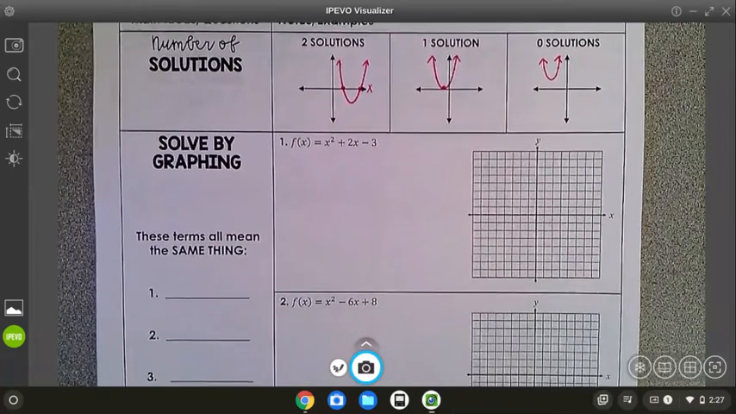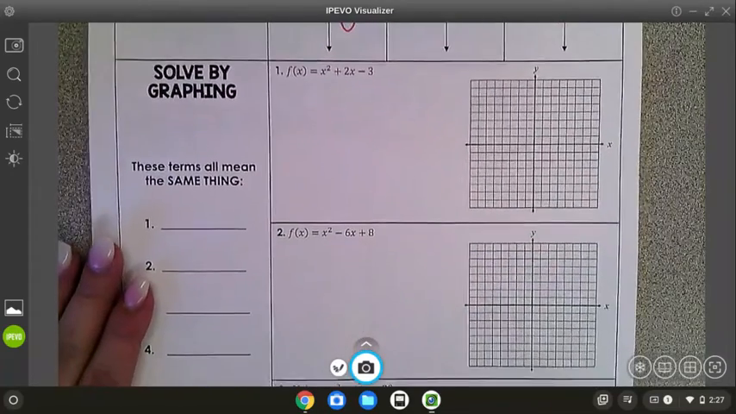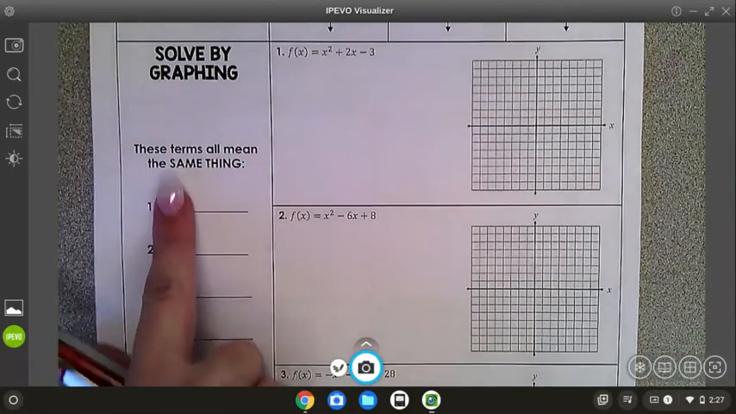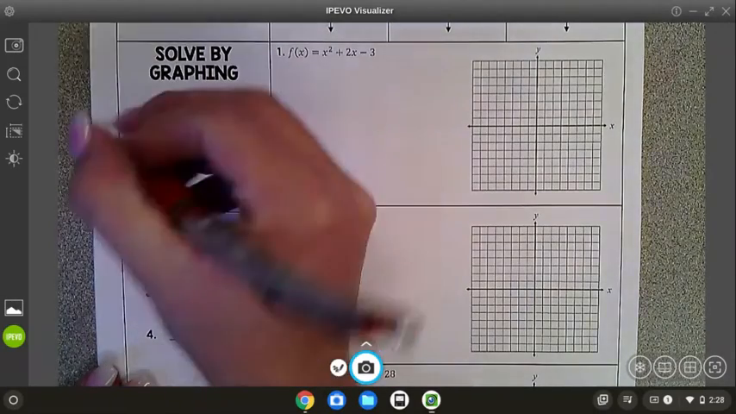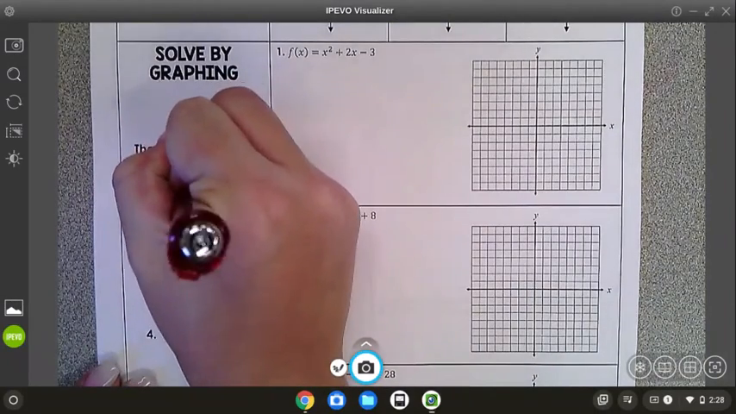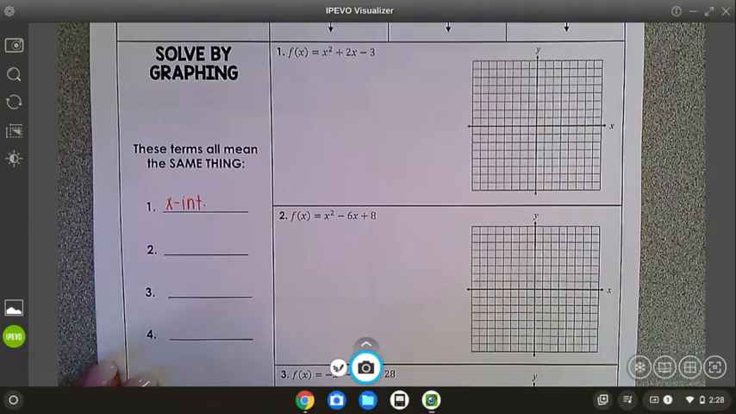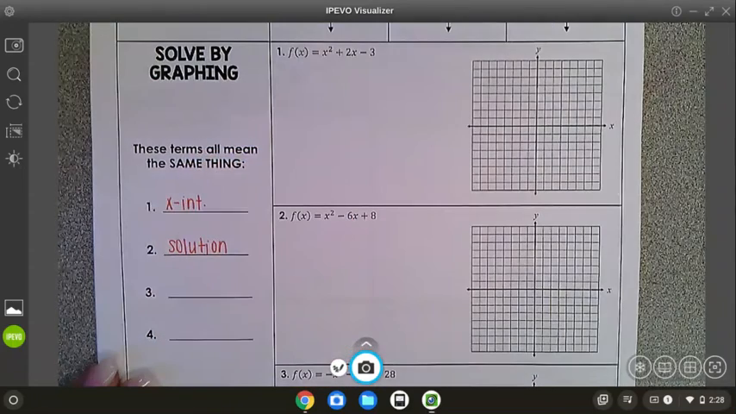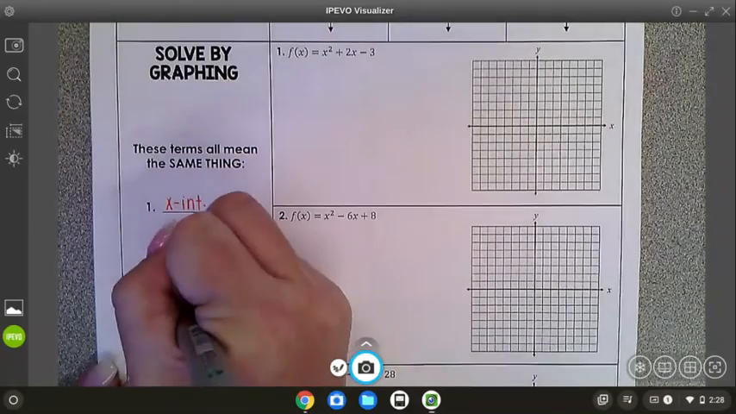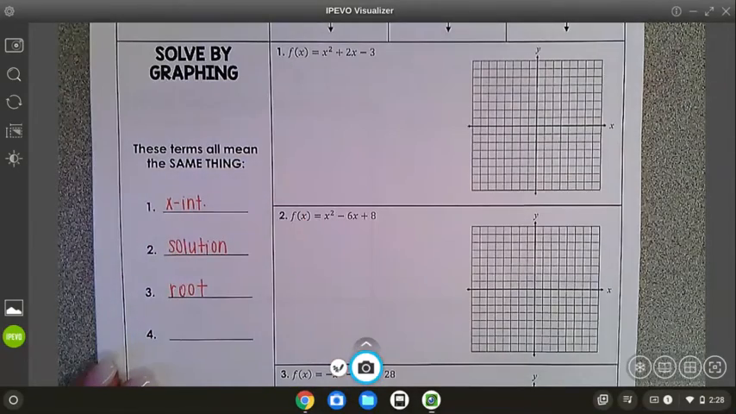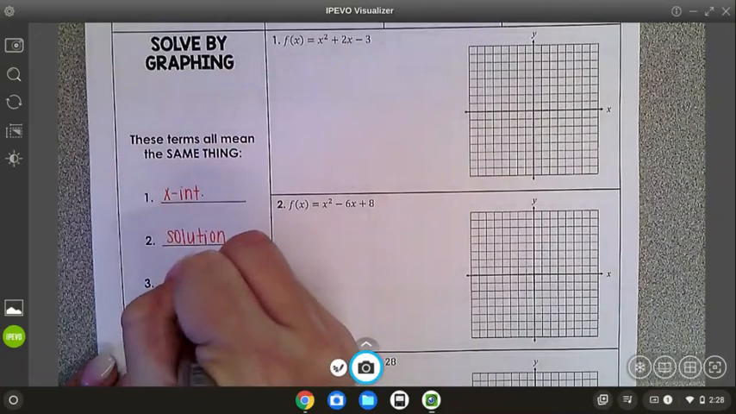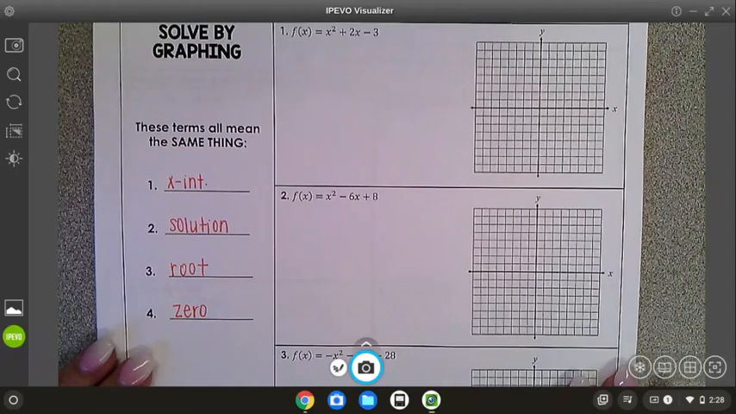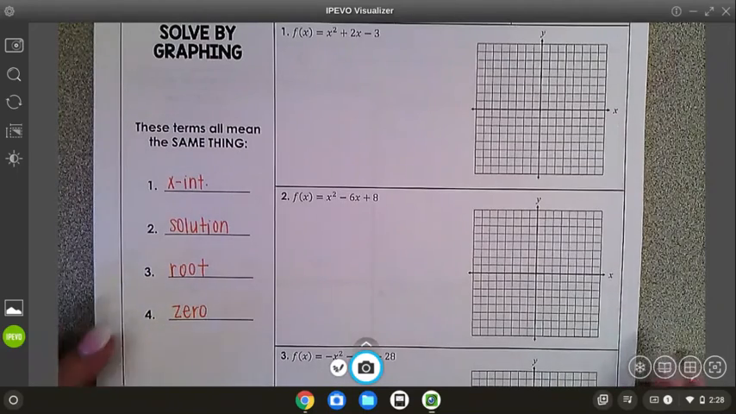So when we solve, now I do want to remind you of something I told you earlier, and you're going to write this several times because it's that important. There are 4 terms that mean the same thing: x-intercept, solution, root, and 0. If I say find the 0, find the solution, I'm talking about the x-intercepts.